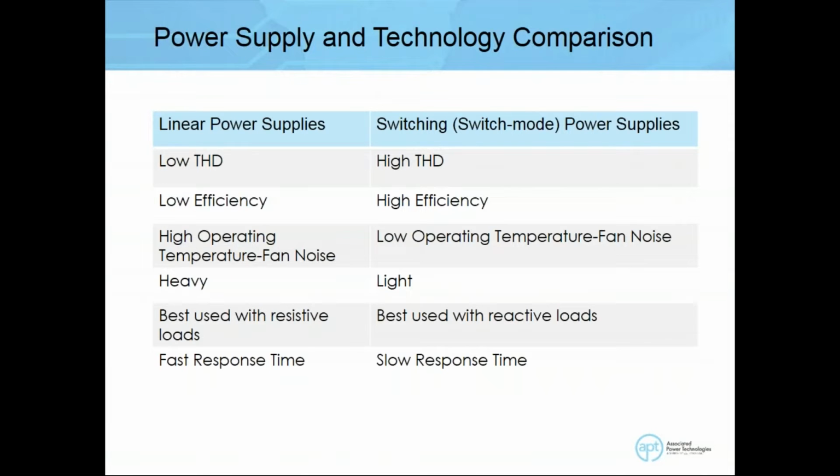For a switch mode power supply, since we're converting a lot of the DC into an AC signal, you may experience additional high harmonic distortion. So a switch mode power supply does suffer from a high THD, but it's more efficient. It's more efficient in converting energy received from the input to energy being outputted at the outputs. It also has low temperature and low fan noise, and it's lighter because it doesn't have the transformer that's required for a linear power supply.